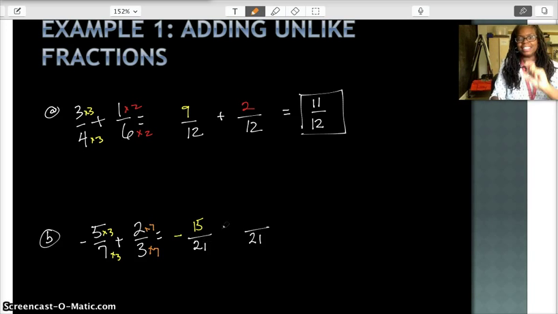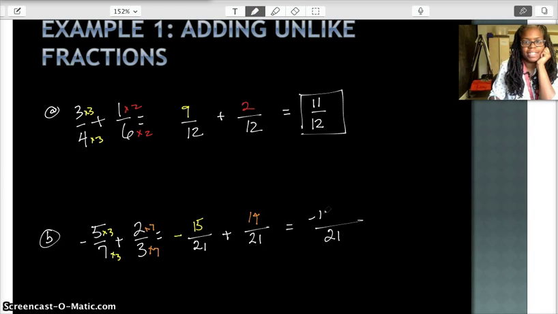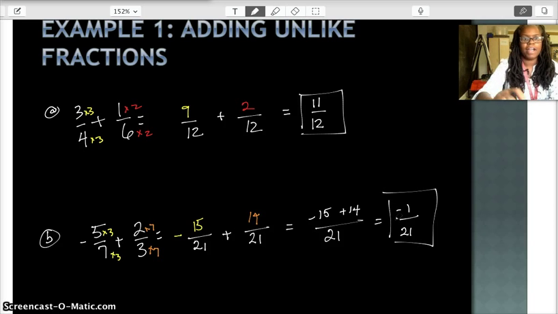Recognize that when I multiply the denominator and numerator by the same number, it's like multiplying by 1, because the same thing over the same thing is the number 1. You feel that? I hope so. 3 times 7 is going to give me 21. 2 times 7 gives me 14. So now I have negative 15 plus 14 over 21. I'm going to write that down like this. Finally, I can see that the answer is -1 over 21, because we remember how to add negative and positive numbers. All right, let's keep it moving.